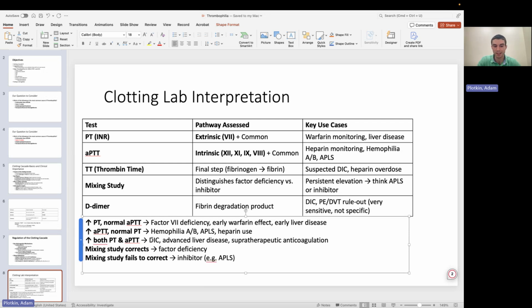If both the PT and the PTT are elevated, now we need to think about DIC, advanced liver disease, or supratherapeutic anticoagulation. We gave them too much heparin. We gave them too much warfarin. If the mixing study corrects, remember I told you that's likely a factor deficiency. We gave them what they were missing, and now we're back to normal. If the mixing study fails to correct, we should think about an inhibitor, like anti-factor VIII or antiphospholipid syndrome.